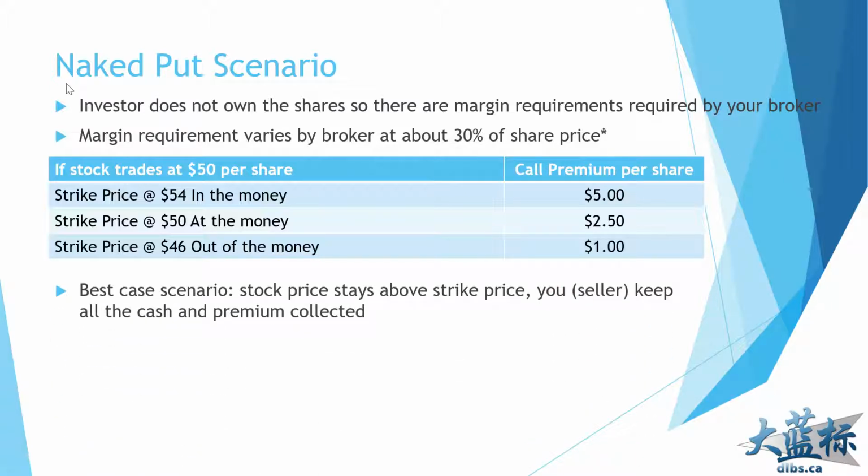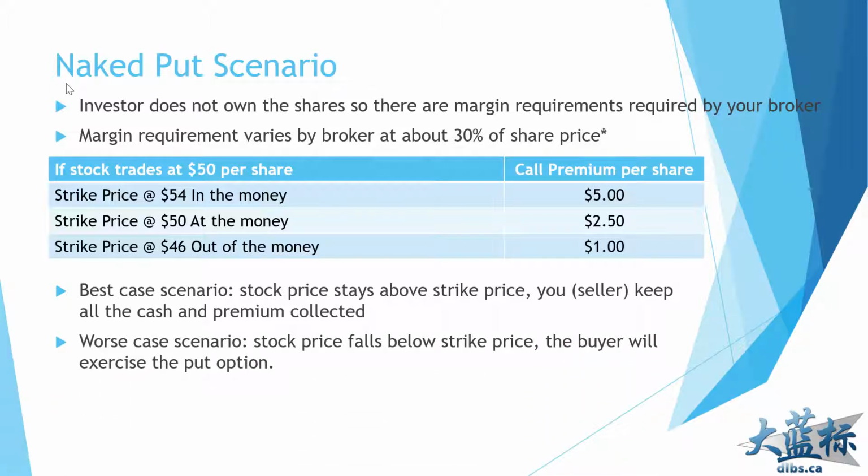Best case scenario is the stock price stays above the strike price. So in this case, stays above $50. Then there would be no reason for anyone to exercise their contract. And you would then keep the premium and be able to go back once it's expired, go sell another one.